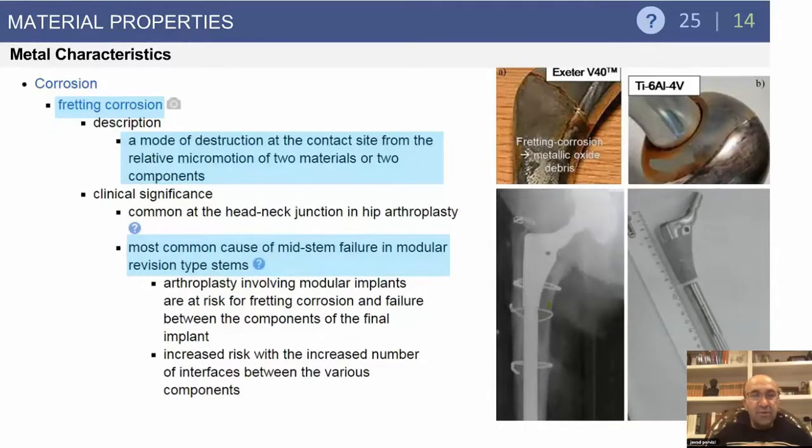Fretting corrosion is a mode of destruction at the contact site from relative micromotion. And as we talked about earlier, the modular stems, the cobalt chromium head on the titanium taper of a femoral stem, etc. This is part of the fretting corrosion, and is the most common cause of mid-stem failure, again in modular femoral stems.